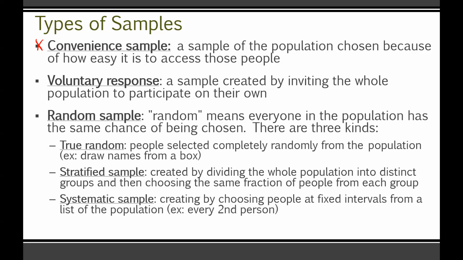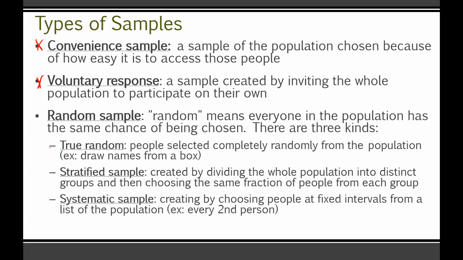Next one, voluntary response. Voluntary response is a pretty common way of doing things. It's a sample created by inviting the whole population to participate on their own. So usually that would look like just saying, hey, if you fill out this survey, we'll thank you, or we'll give you a treat or something like that, right? That's a voluntary response, right? You'll often see that at restaurants where they'll say, hey, fill the survey and you'll get a free, I don't know, ice cream the next time you come into the restaurant or whatever. That's again a voluntary response. Nobody has to do the survey, but you can if you want.